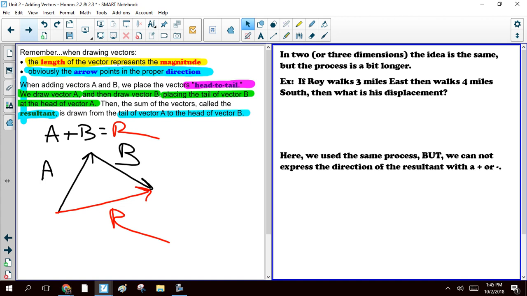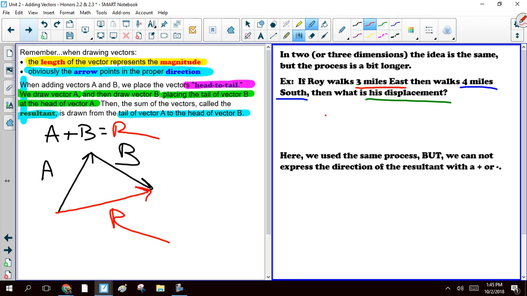So here's a real simple example. In this example, Roy's going to walk 3 miles east. That's going to be my vector A. And then he's going to turn and walk 4 miles south. That's my vector B. And we want to find his overall displacement. That's my vector R.